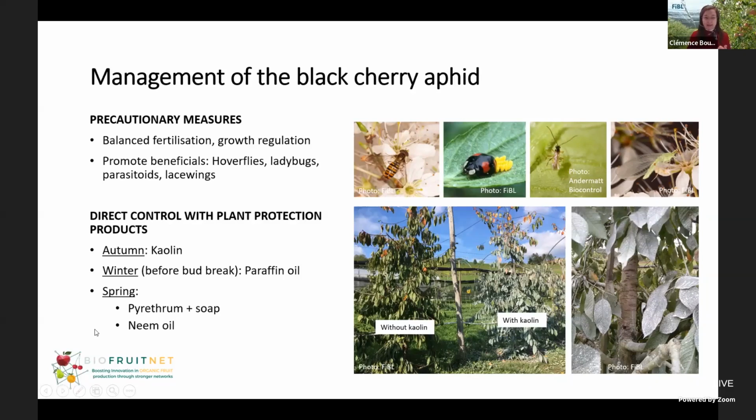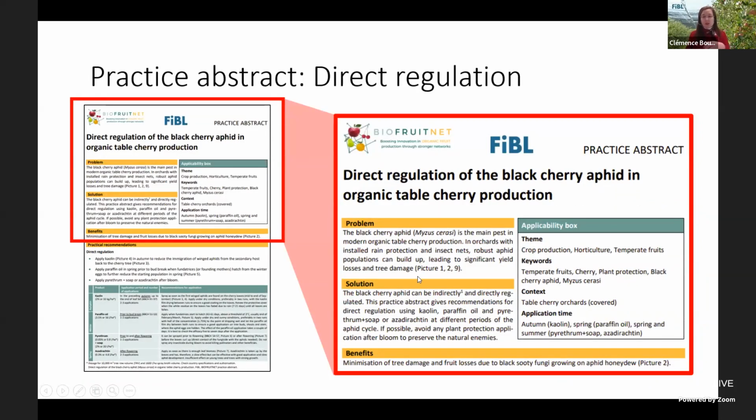And then a further option in spring is to apply a contact insecticide combined with soap to increase the efficiency, or neem oil, which is taken up by the leaves. When the aphids suck on the leaf, they take up the neem oil and they die from it. But it's rather a long process. So, this was the part on the e-learning course.